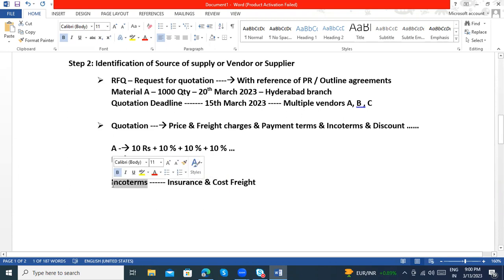It is clearly saying that if it is Incoterms, if I say insurance, insurance will be paid by our company. The freight cost will be paid from my company. Transport is paid by the vendor. So that information will be there.